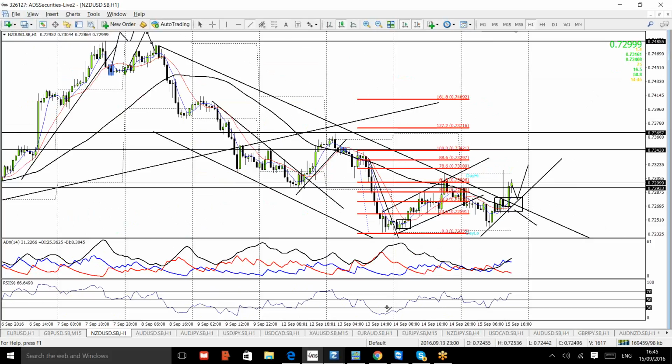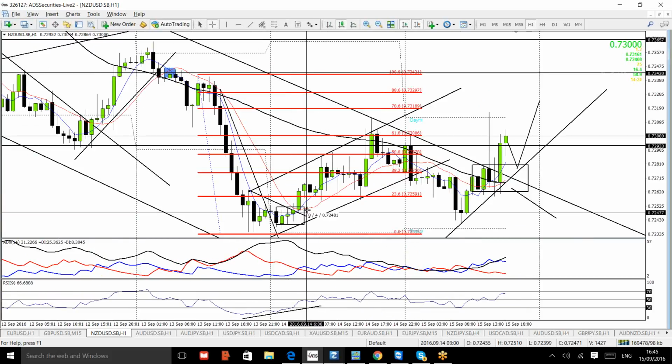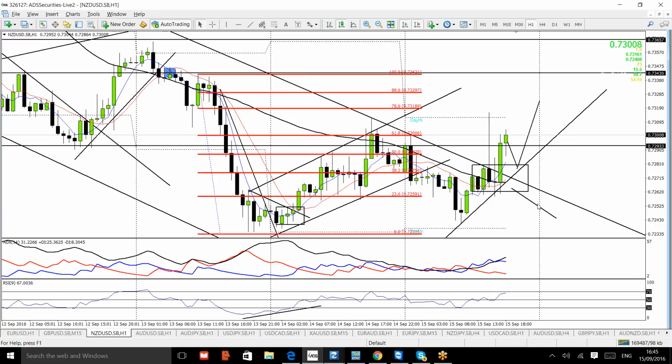Divergence. Yes. Let's do it. Stop loss just here. 64 pips, guys. Stop loss would be like 25 pips. So easy. So easy, guys.